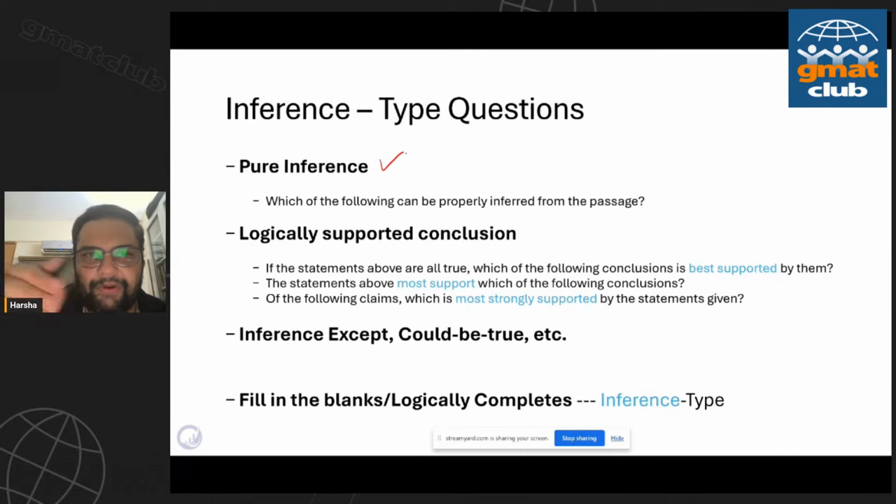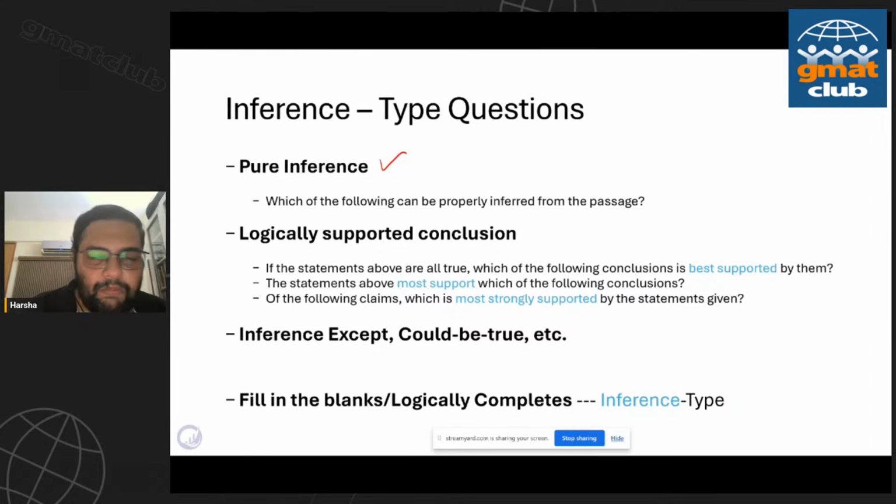Occasionally, you will see a pure inference question. This is of the type, which of the following can be properly inferred? If the given information is true, what is it that must also be true? Here you're looking for a very strict answer. If this is true, that absolutely has to be true.